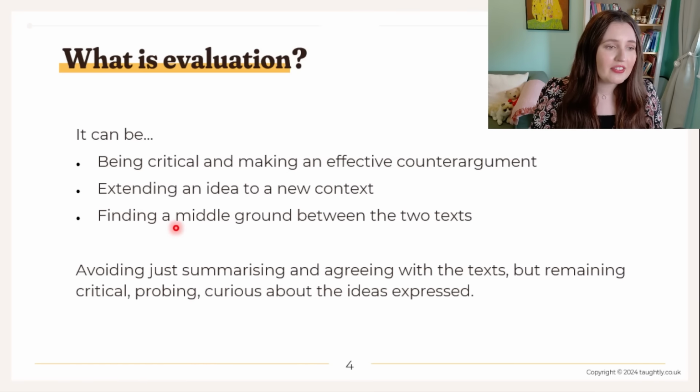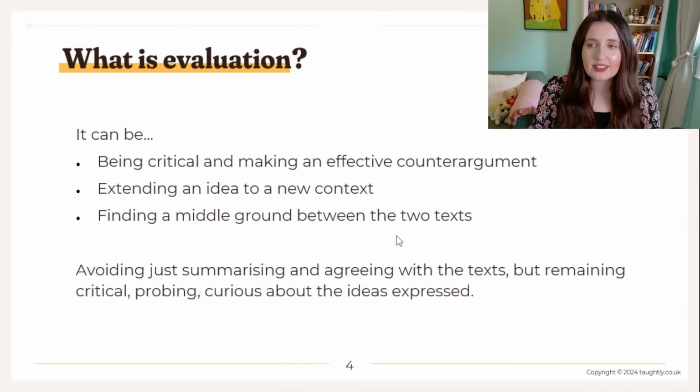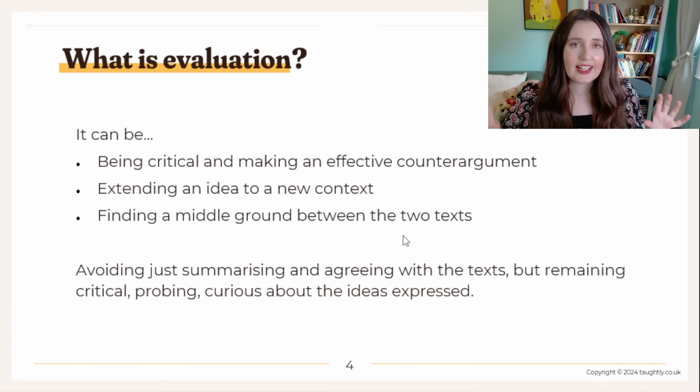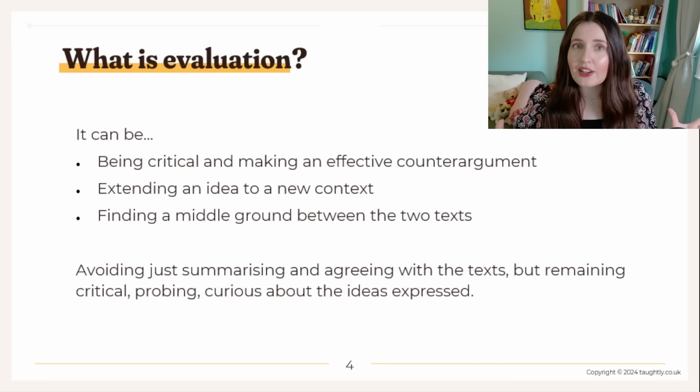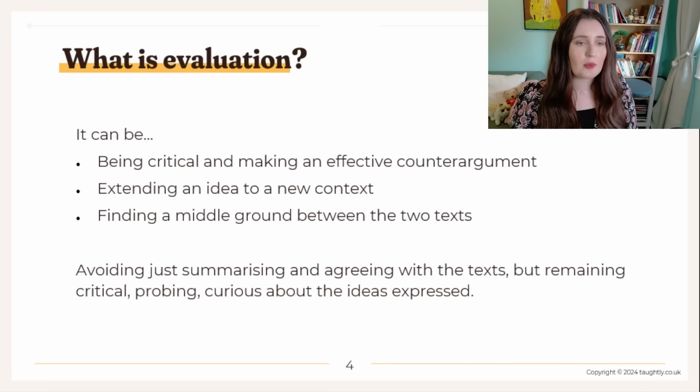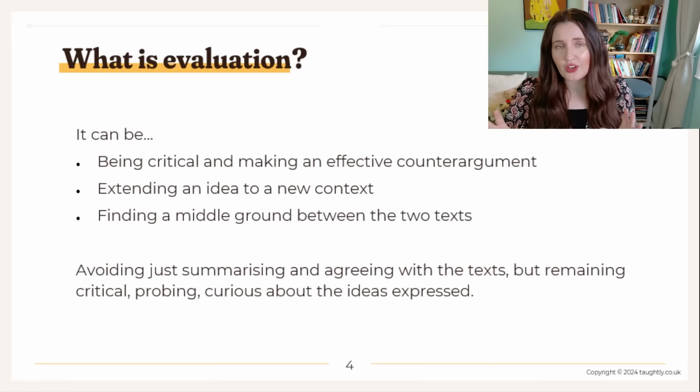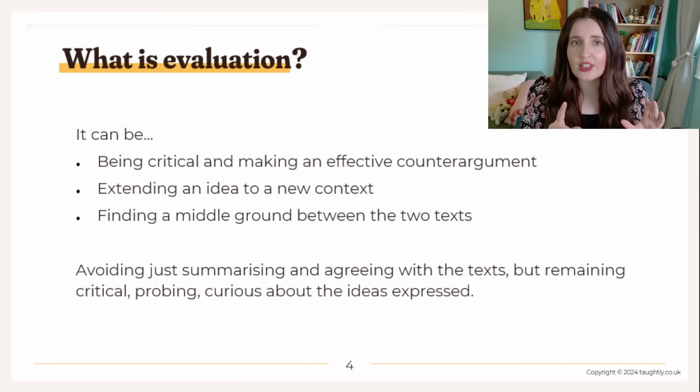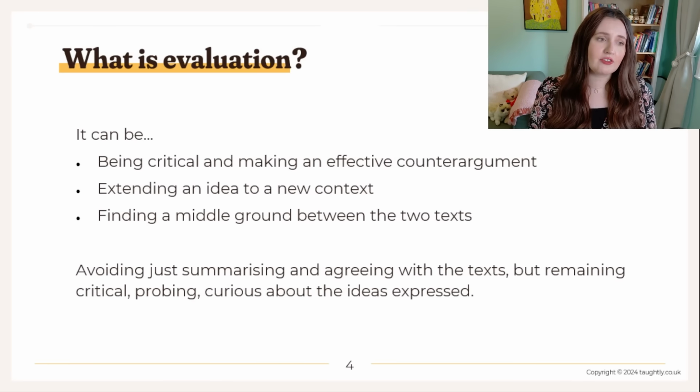Evaluation could also be finding a middle ground between the two texts. So you've got your text A and your text B, and they usually have got like the complete opposite perspective on a particular topic or issue. So you're trying to think, well, what is the middle point of these two texts? Is there a compromise that they can reach?